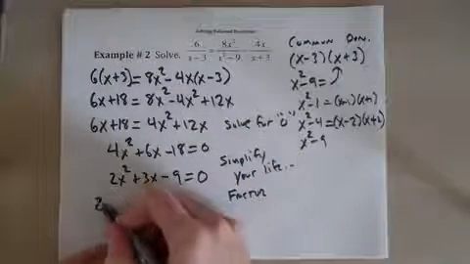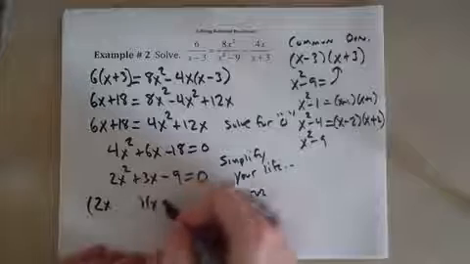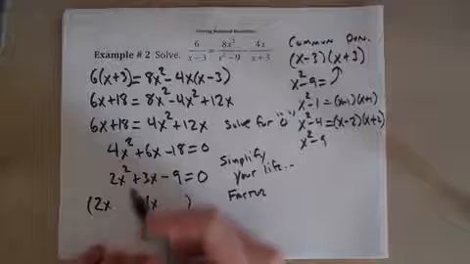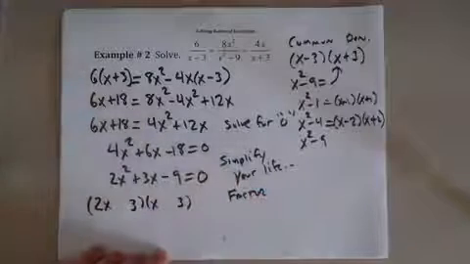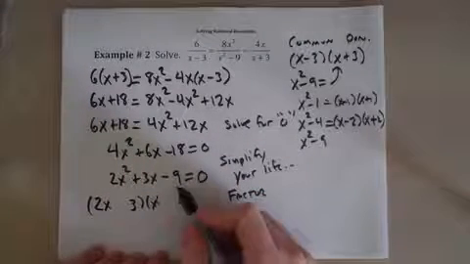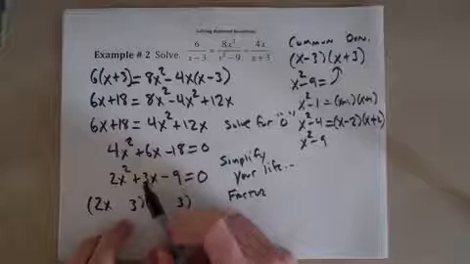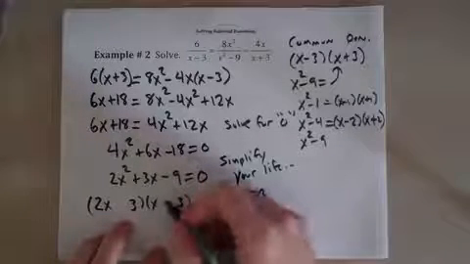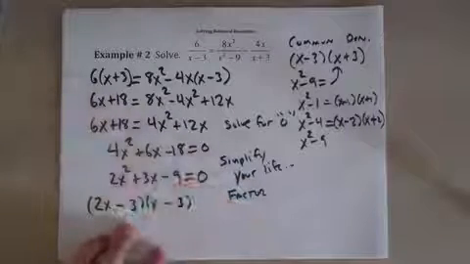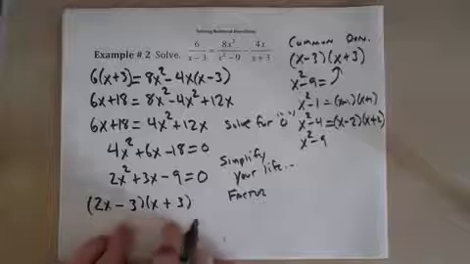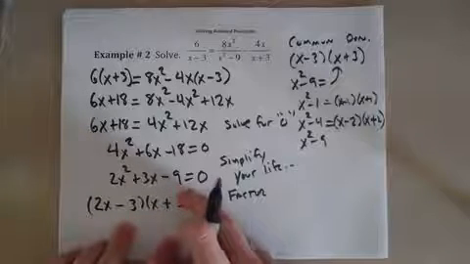Okay, here we go. So 9 could be 1 and 9 or 3 and 3, but I know it's 3 and 3. We need to have negative 9, so one has to be negative, one has to be positive, and we need positive 3. So let's put in negative, negative. There we go. Negative 3 times positive 3 is negative 9, guys.